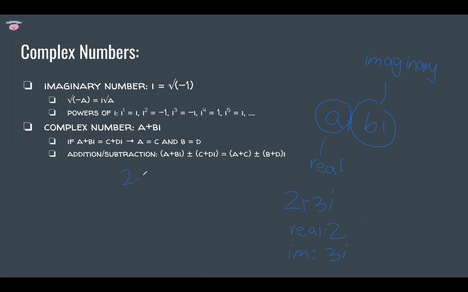So if we were to add 2 plus 3i and 4 plus, well, actually, we'll do 4 minus 2i. If we were to add these up, we add the real numbers first, which is 6. And then we add the imaginary numbers. 3i minus 2i is equal to i. So this would be our answer.